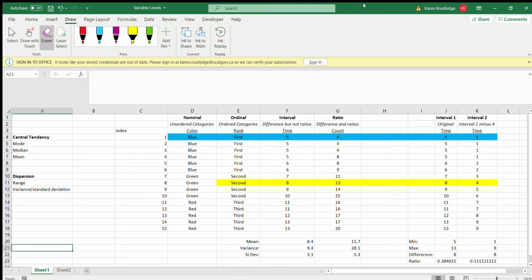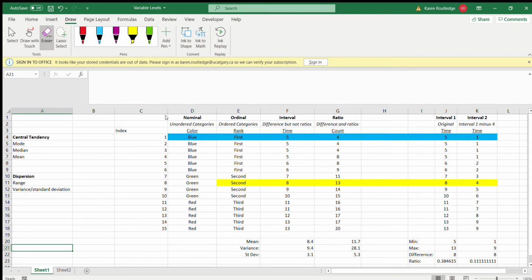In this video, we're going to review the 4 levels of data, as well as measurements of central tendency and dispersion that are associated with each of those levels. The first and lowest level, the level that gives us the least amount of information, is the nominal level.